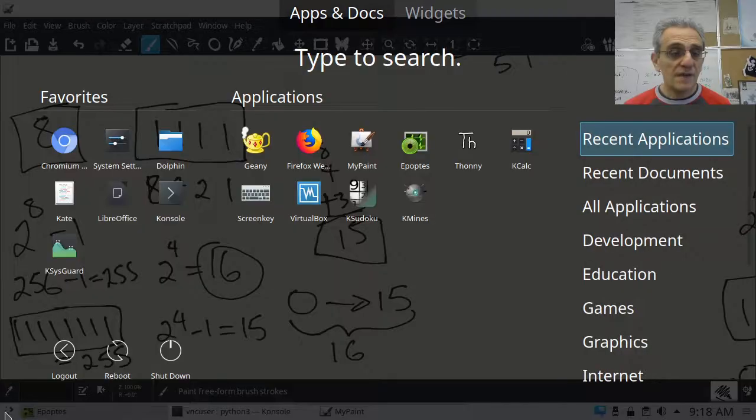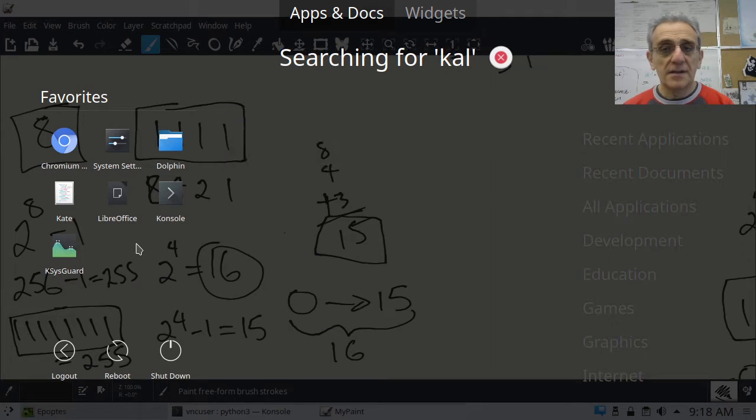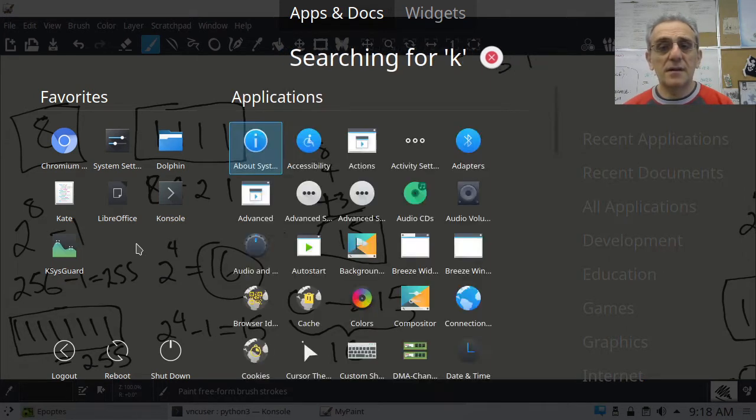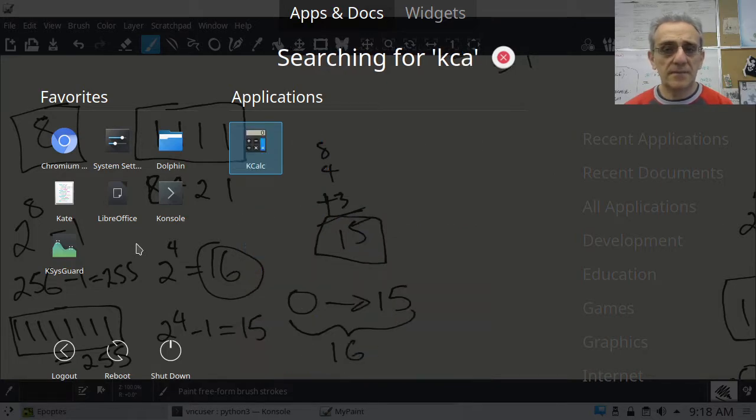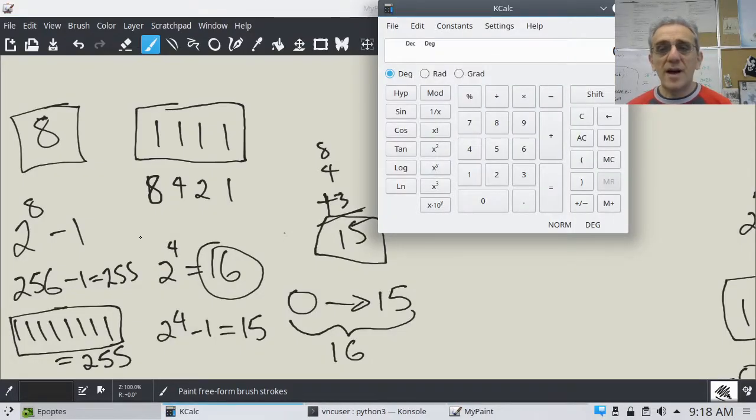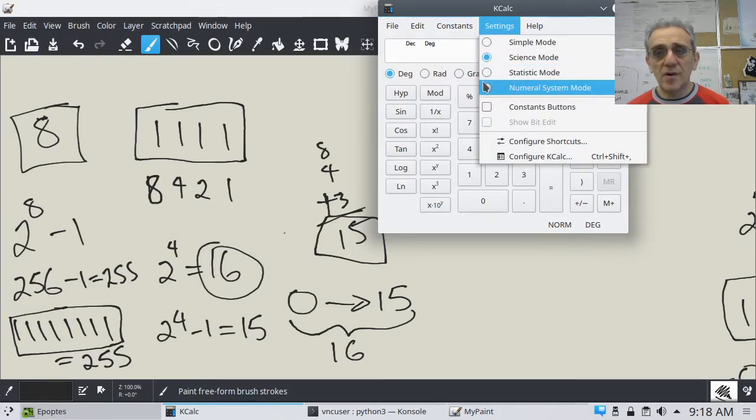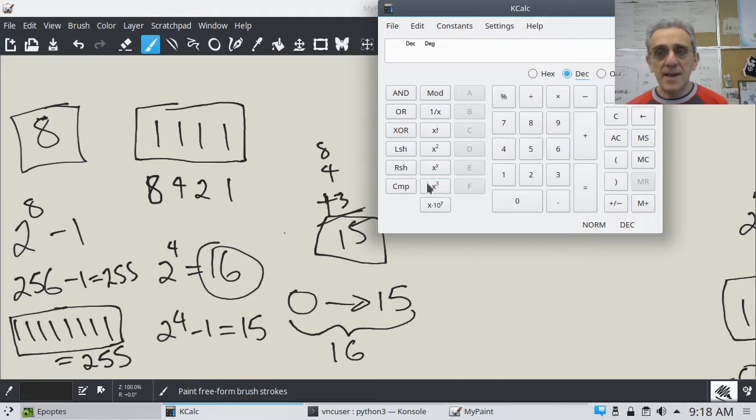And I can even prove it to you. Watch. If you start up a calculator, I think I have one here, I think it's called KCalc. There it is. So now if I was to come here and go settings, let's go numerical system mode, and then go to binary and enter 1, 2, 3, 4, 5, 6, 7, 8 ones and change that to decimal, I get 255.